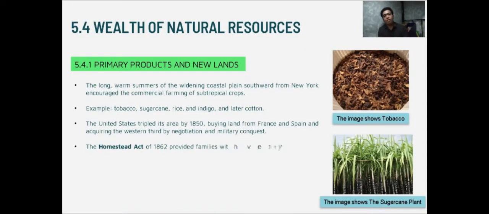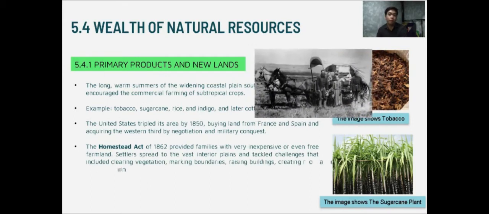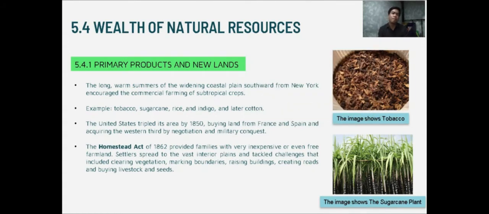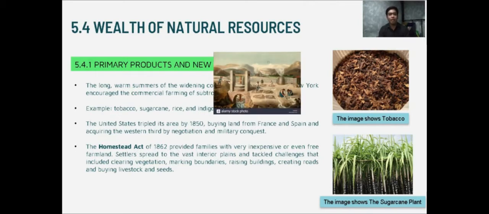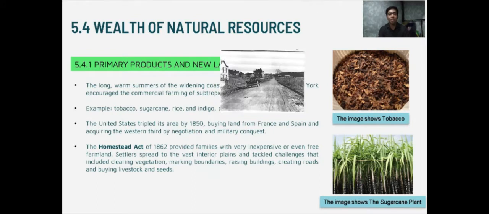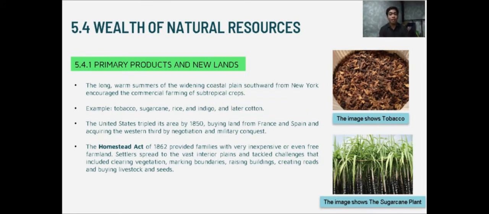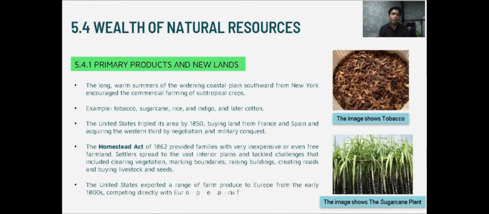So the Homestead Act of 1862 provided very cheap or even free farmland for families. Settlers spread to the vast interior plains and tackled the challenges of clearing vegetation, marking borders, building buildings, creating roads, and buying livestock and seeds. The United States exported a range of agricultural products to Europe from the early 1800s. They were competing directly with European farmers on bulk grain markets.